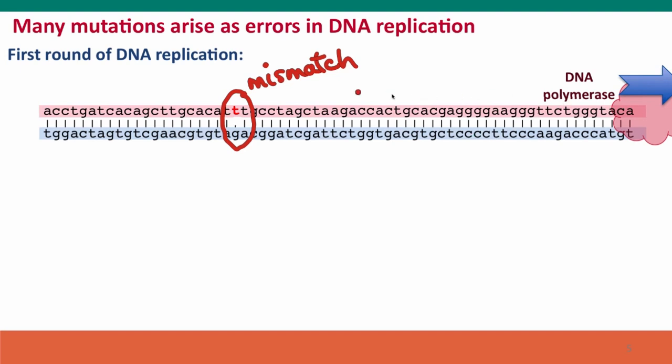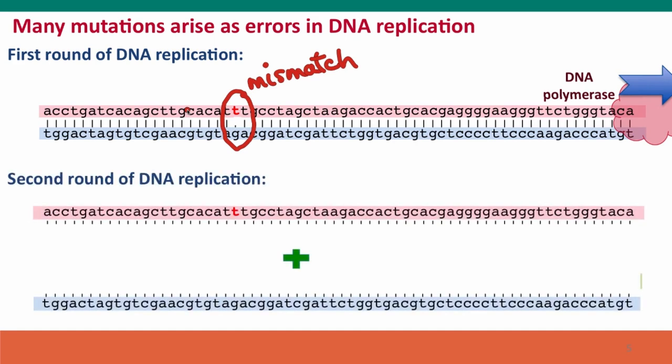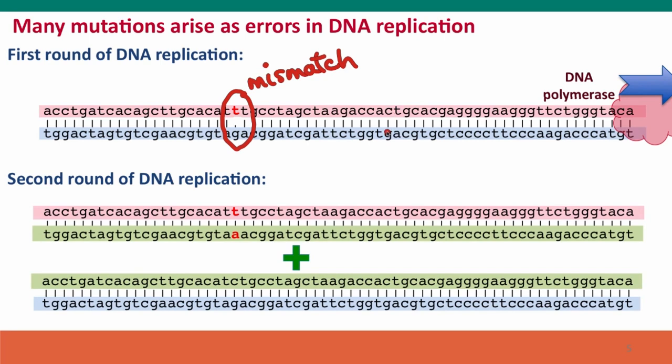Now, when this DNA is replicated again at the next cell division, each of its two strands serves as a template for the synthesis of a new strand. Now I've colored the new strands green. And what you see is that one of these double-stranded DNAs, this one, contains a changed base pair. This is a mutation. The other daughter DNA molecule, double-stranded DNA, contains normal sequence DNA.